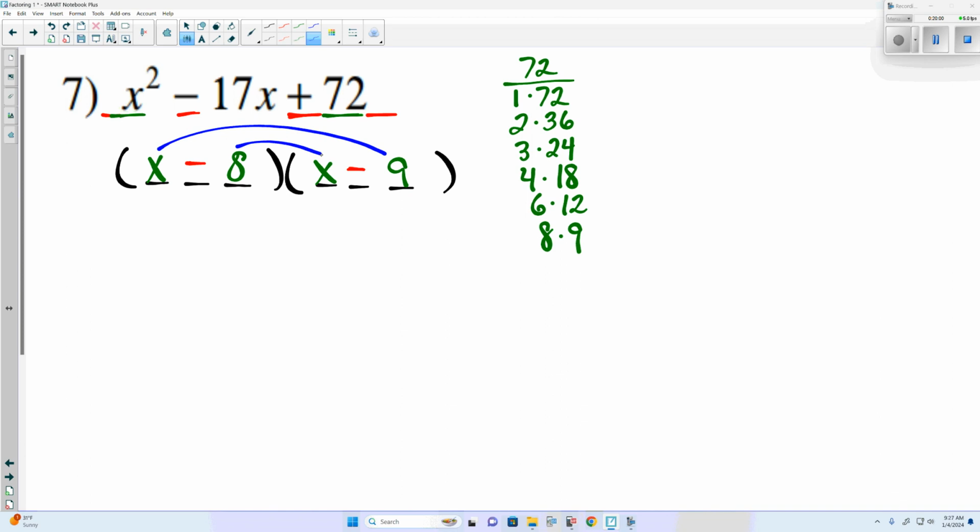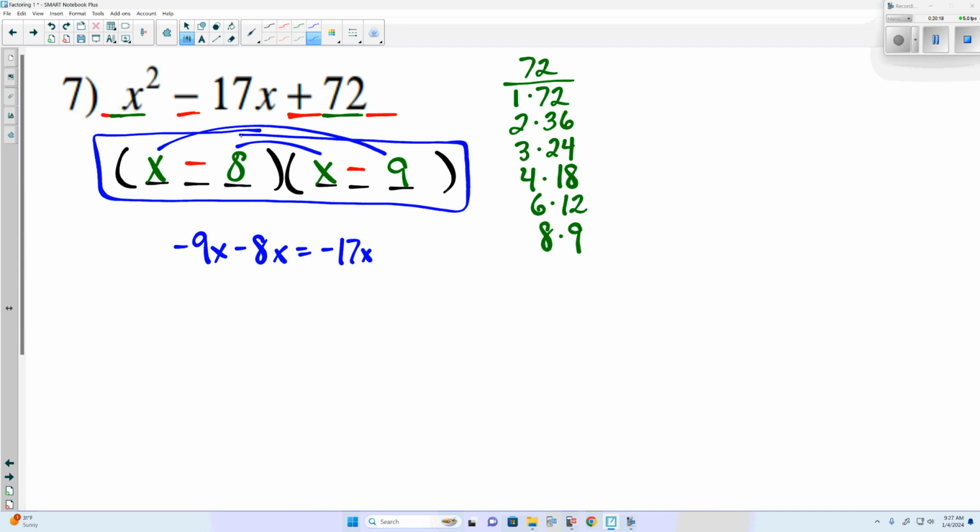And the last thing we need to do is check this. x times negative 9 is negative 9x. Negative 8 times x is negative 8x. And negative 9x minus 8x is negative 17x. And that's it.